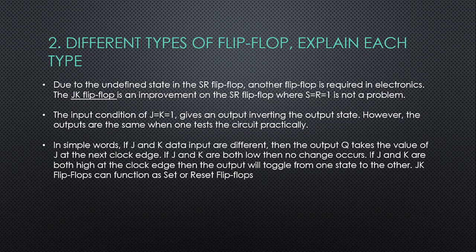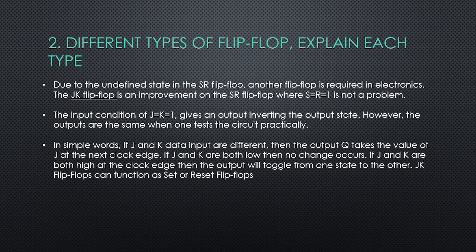Both S and R equal to 1 is not a problem. So this is the solution for that problem I presented a while ago. The input condition of J and K equal to 1 gives an output inverting the output state. However, the outputs are the same when one tests the circuit practically.